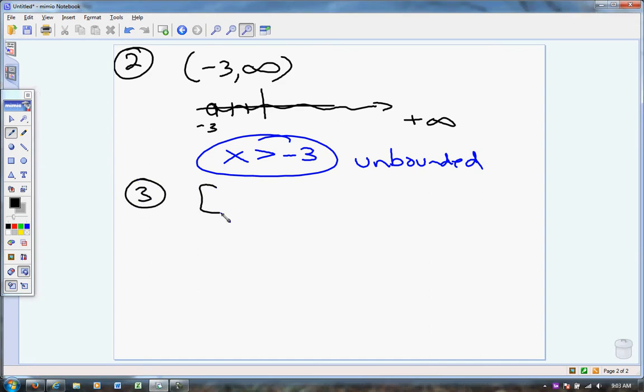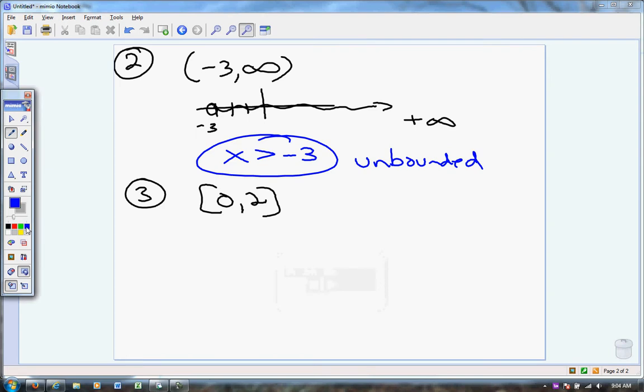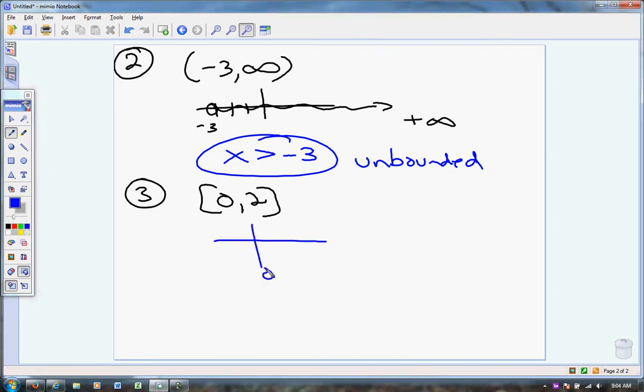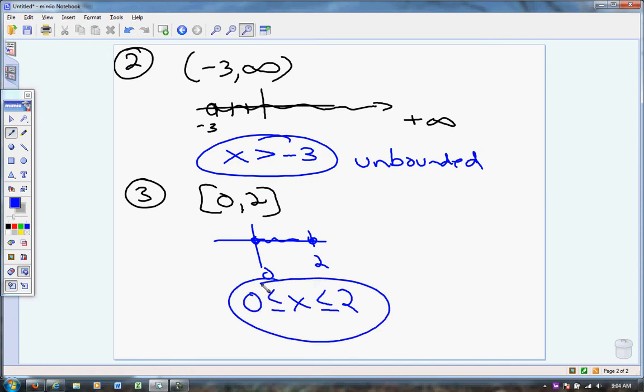How about this one, 0 to 2? Why don't you see if you can write that inequality, and I'll pause the video. All right, let's see how you did. This one is a sandwich. I'm sandwiched between 0 and 2, and I'm including all of these values, so you should have had x less than or equal to 2, greater than or equal to 0. That should have been your inequality.